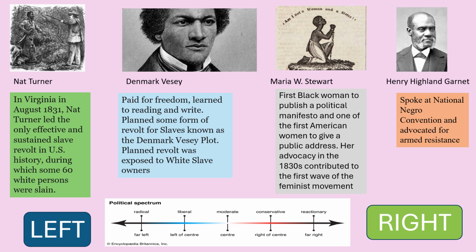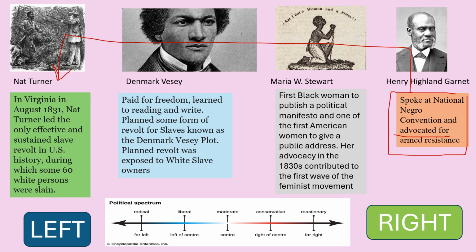And as we see some of those individuals who are able to achieve their freedom, they're going to start to rally and try to engage in some sort of political solution to the circumstances that they are experiencing. For example, we can look at Henry Highland Garnet, who was advocating for armed resistance, which could be some form of motivation by Nat Turner.